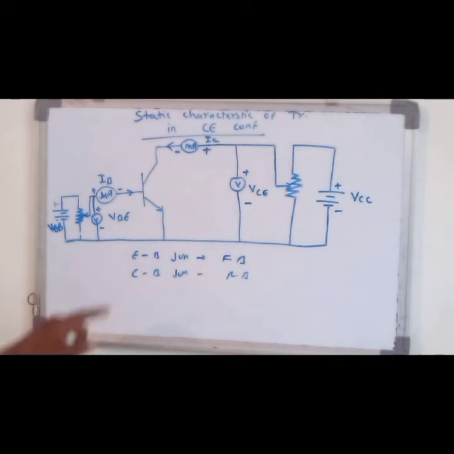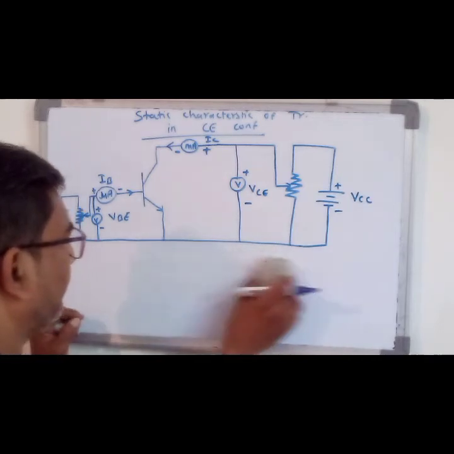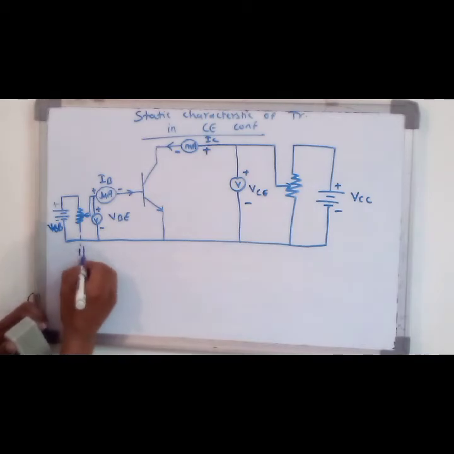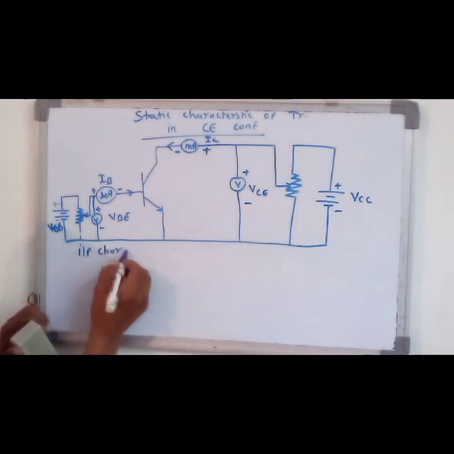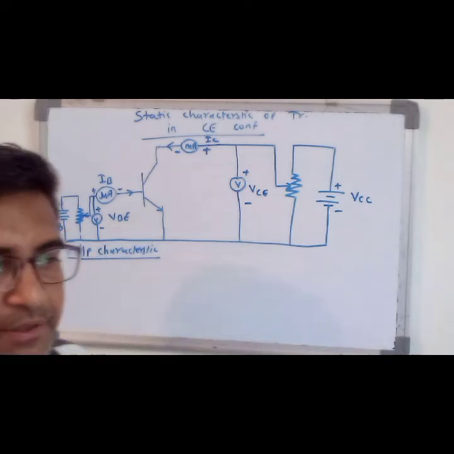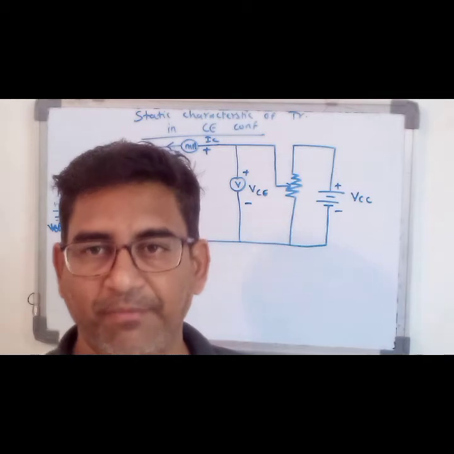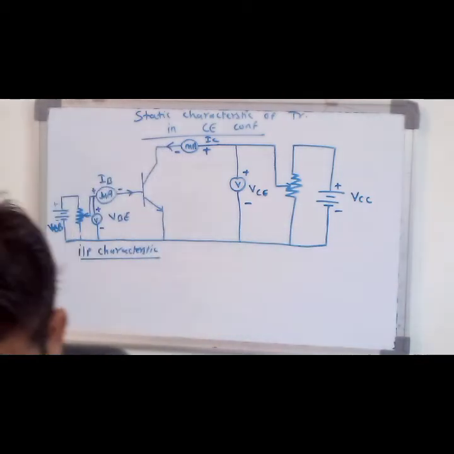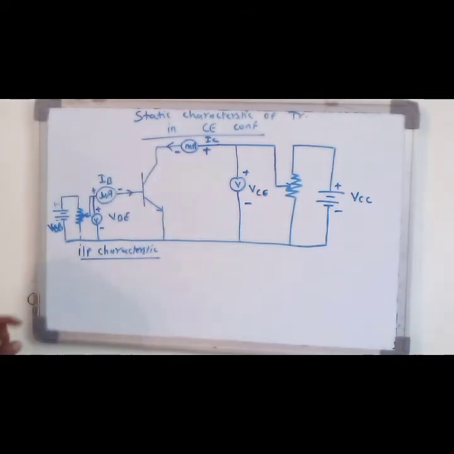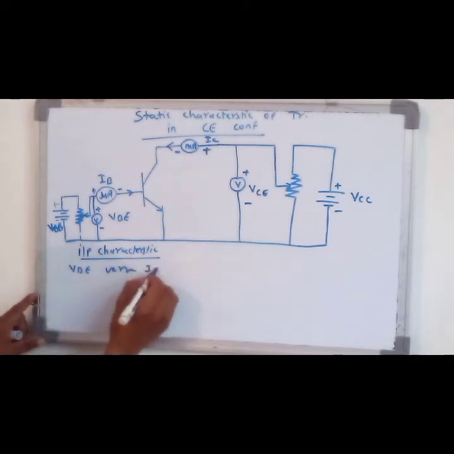Now for obtaining the input characteristics, the very first thing, you have to plot the input characteristics, VBE versus IB. Okay, that VBE in this formation is with IB.